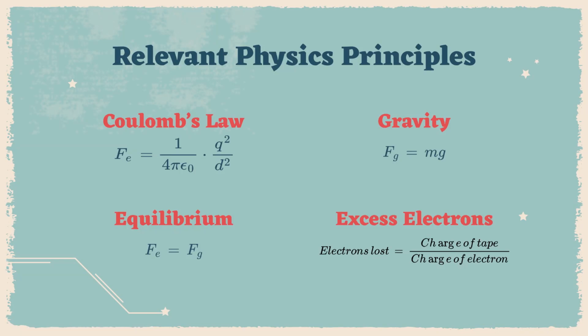This lab uses three main physics ideas: Coulomb's law for the electric force, Newton's law for gravity, and equilibrium to set them equal to each other. When the tape floats, the upward electric force equals the downward gravitational force. To simplify, we assumed both tapes carry the same charge, the charges were concentrated at the tape center, and we ignored air resistance. These approximations let us model the floating condition mathematically.